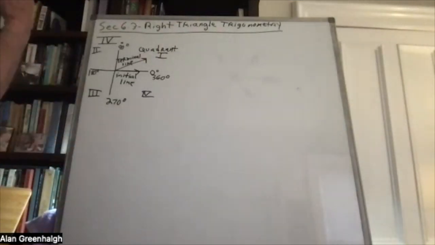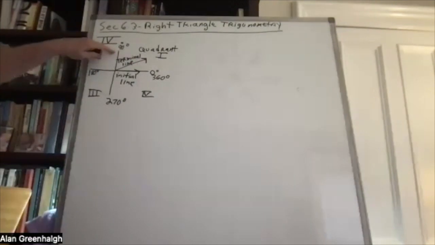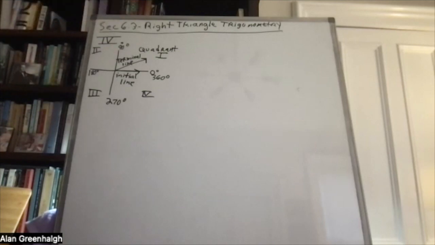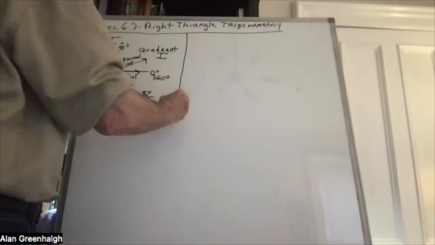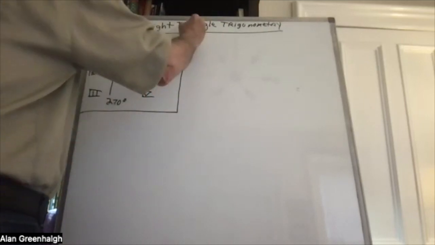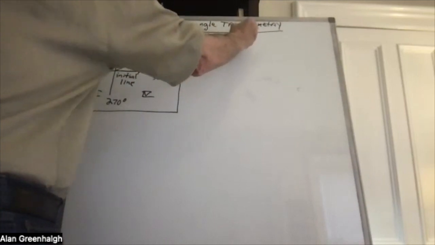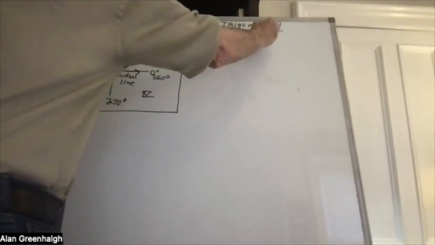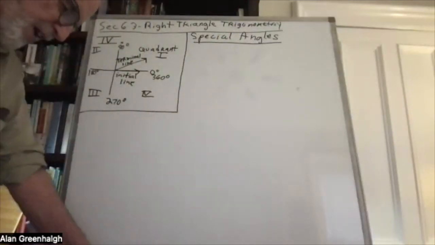We're not going to talk about that so much as we're going to talk about angles between 0 and 90. After the break, we'll talk about all kinds of angles, but let's just focus on the angles from 0 to 90. Now, there are special angles that we will be looking at.